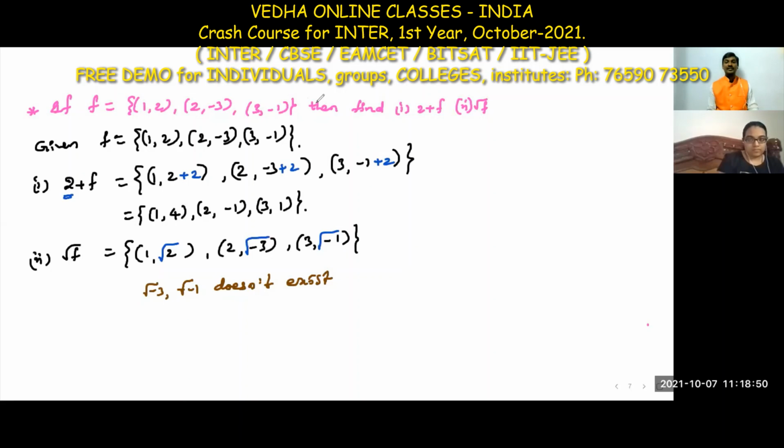Therefore, what is the answer? Root f is equal to {(1, root 2), (2, root of -3 does not exist), (3, root of -1 does not exist)}. That's why we write like this, and let's stop here. Understood till here? I'll give you time for writing.